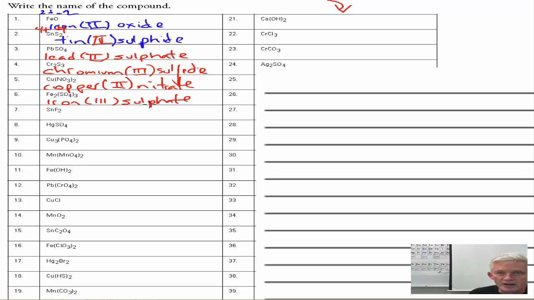Right. Be careful though with these multivalent ions, because on a test and even on this worksheet they throw a few in that aren't multivalent. So for example, calcium has a combining capacity on the periodic table of +2. It's always +2. It's not multivalent. So if you put calcium 2 hydroxide, then you would be wrong. There is no Roman numeral on that one. It would be just calcium hydroxide.